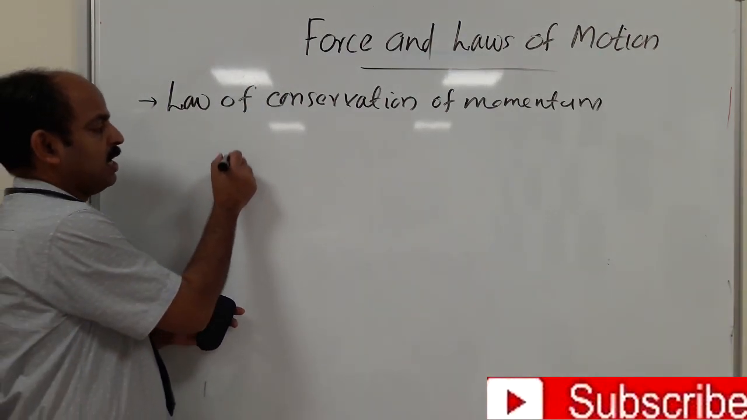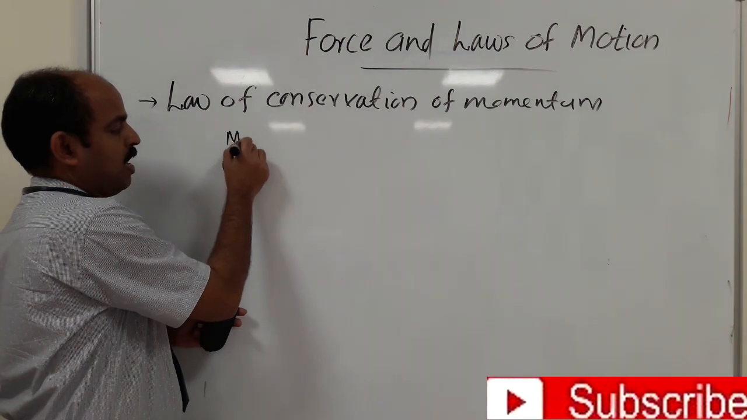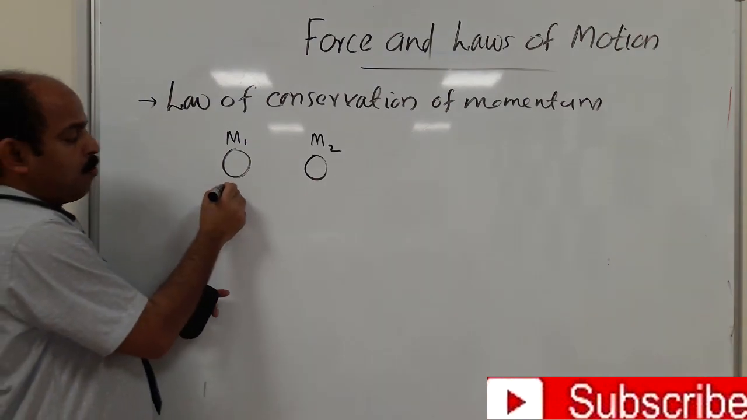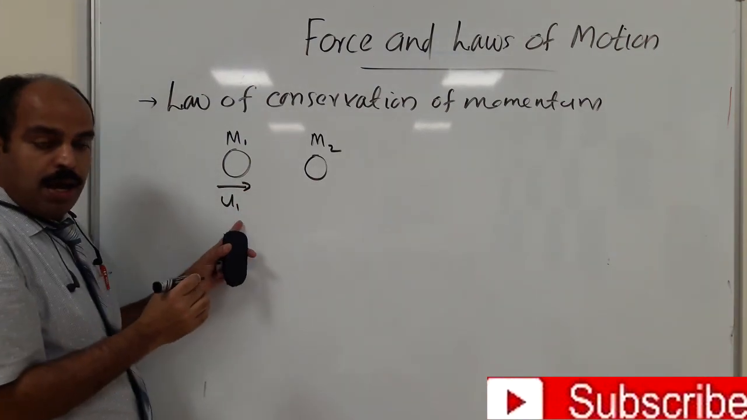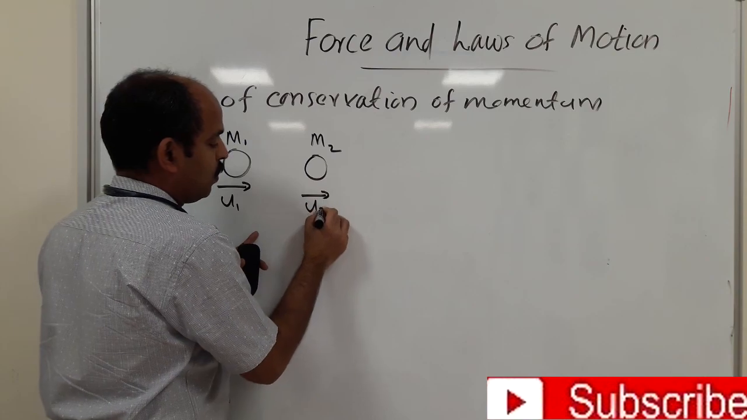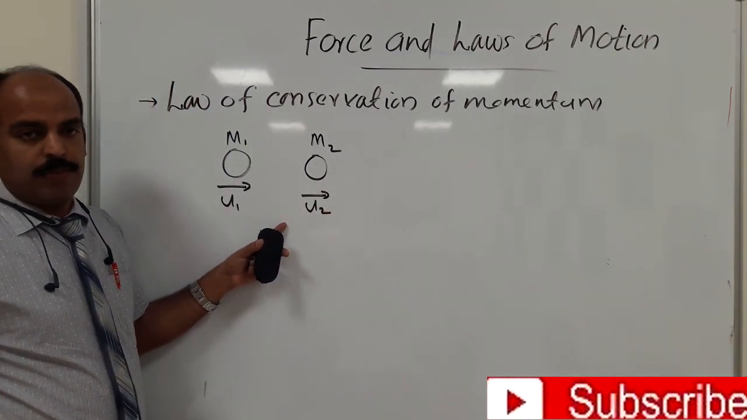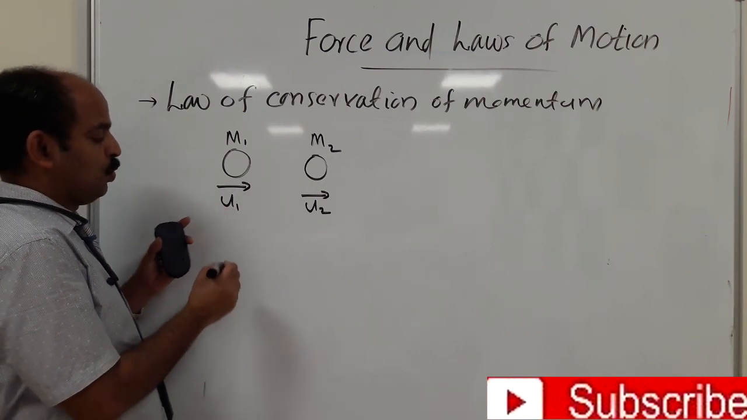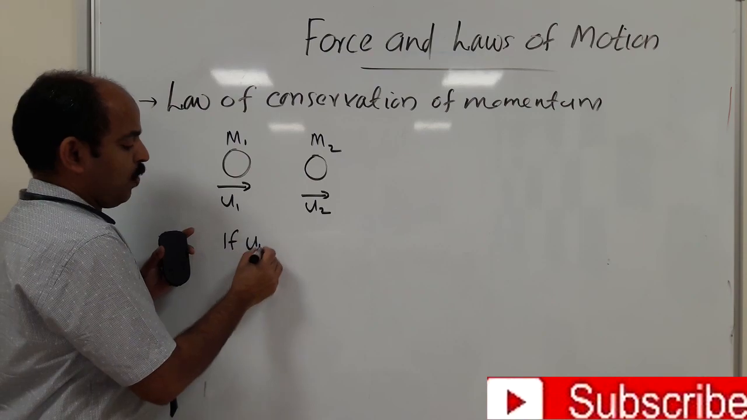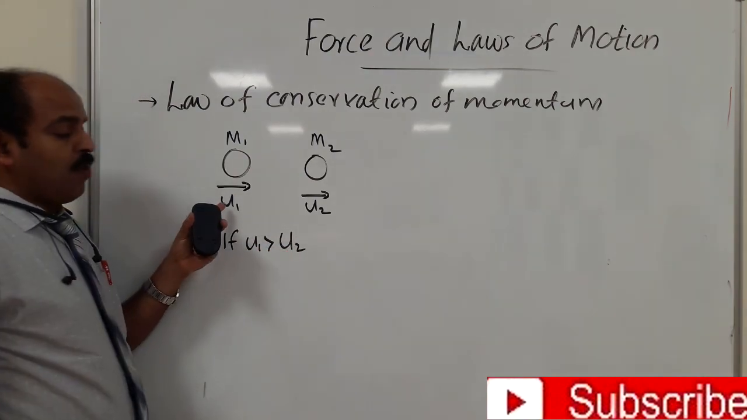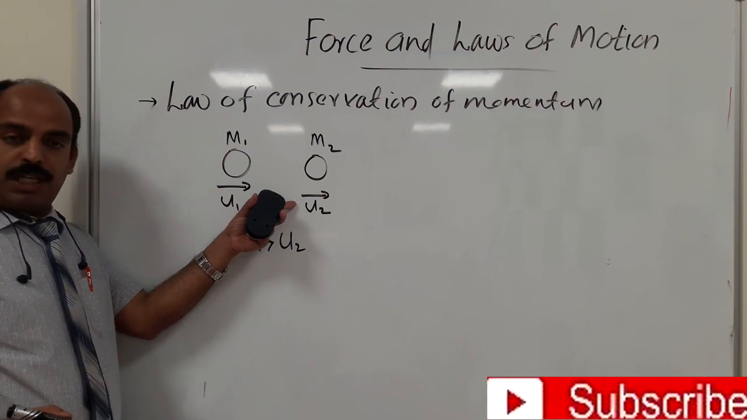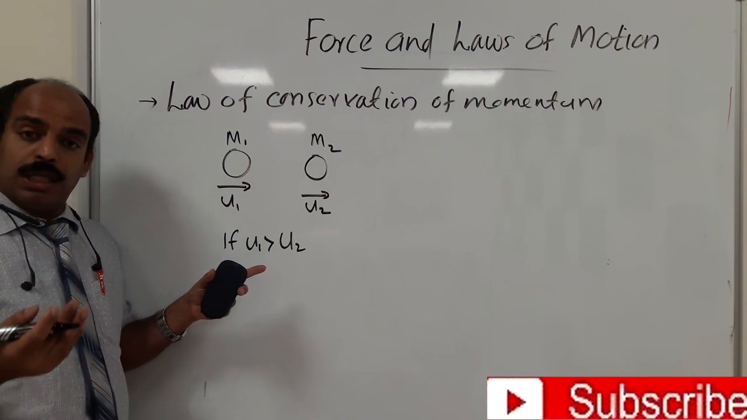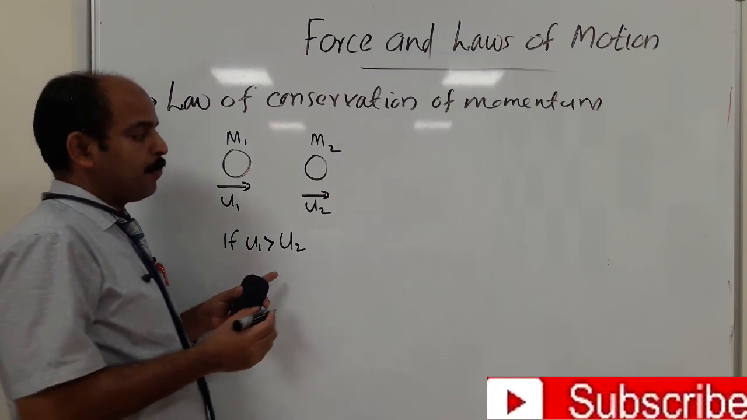For that, let us consider two bodies of masses m1 and m2, moving with velocities u1 and u2 in the same direction. If u1 is greater than u2, that means the velocity of the first object is greater than the velocity of the second object. What will happen? They will collide with each other, right? Of course, their velocity will change.